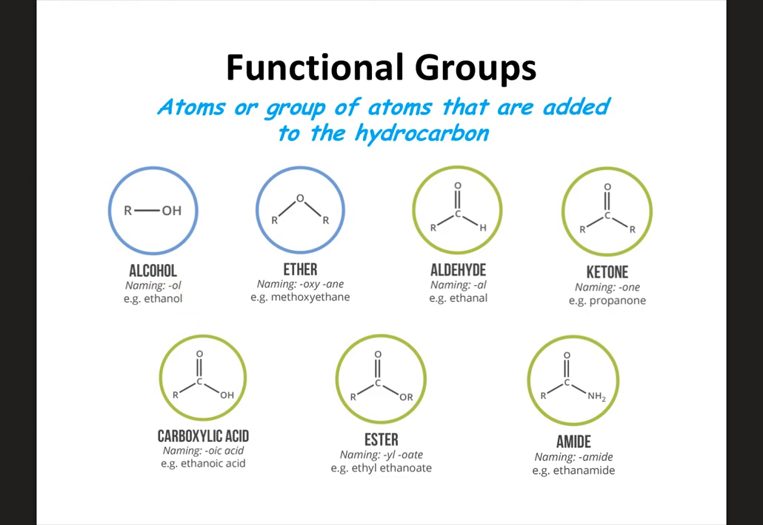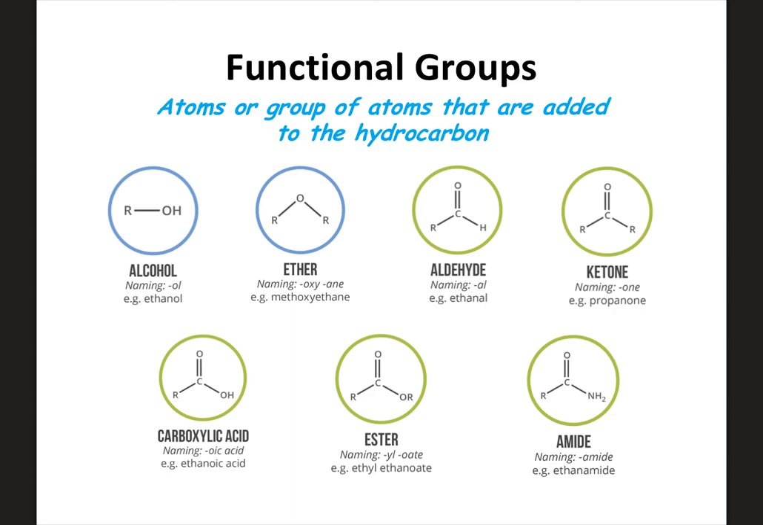So if you saw something like ethanol, the eth tells you there's going to be 2 carbons here, and then the OL tells you you're going to have the OH sticking off the end. So you need to recognize these by the organic group with the OH sticking off of the end.